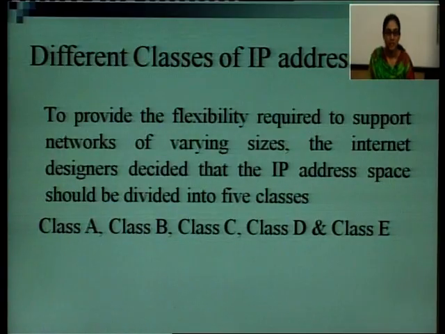Now the different classes of IP addressing. Why do we require different classes in IP addressing? Basically we have to support networks of varying size. So the designers decided that the IP address space should be divided into different classes. They divided it into 5 classes: class A, B, C, D and E.